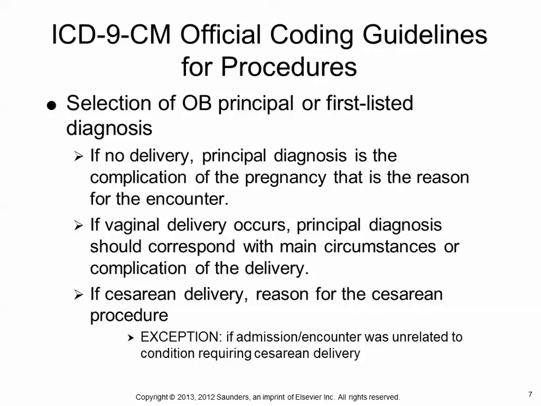So let's say a vaginal delivery occurs. The principal diagnosis needs to correspond with the circumstances or the complication of the delivery. So what does that mean? Well, if we look at the example, patient at term, 40 weeks with obstructed labor due to breech position, lower segment cesarean section was performed with the delivery of a single live-born infant.